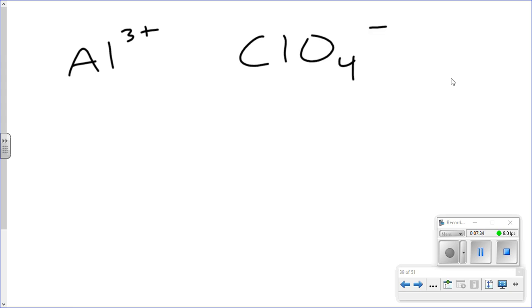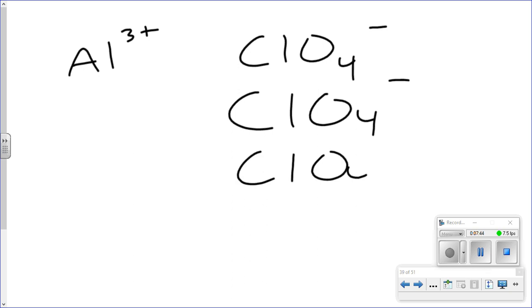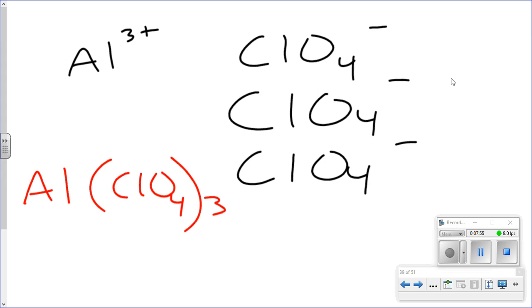It has a -1 charge. So in this example, I'm going to stick with my 3 plus on the Al, but I need to use a total of 3 perchlorate ions. So my final formula, which I'll write in red, is I need 1 aluminum, but I need 3 ClO4s. Notice how I say it real quick because it's together. It stays together, and I preserve that togetherness by using parentheses.